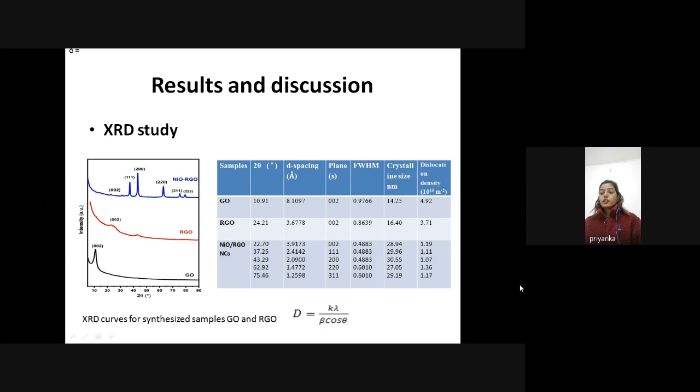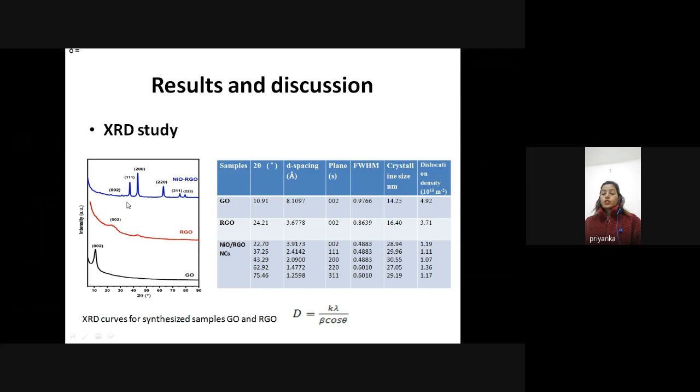These are the results of our work. In XRD study, the XRD spectra of synthesized GO, RGO, and NiO-RGO nanocomposite is shown here. For GO, we have observed a sharp peak at 2 theta equal to 10.91 degree, and the corresponding interlayer distance was found to be 0.81097 nanometer. And for RGO, we have observed a broad peak at 2 theta equal to 24.21 degree. Here, this broad peak shows that crystal phase 002 is randomly arranged in case of RGO as compared to GO.